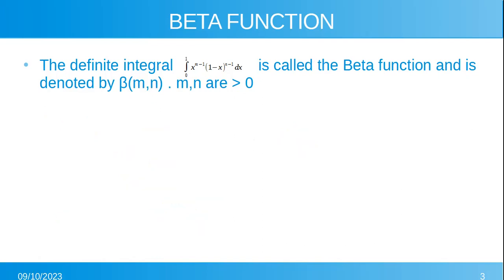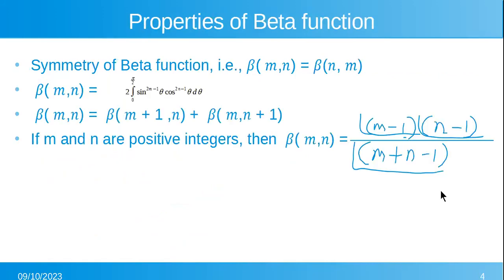So, see what is the next topic. Next topic is properties of beta function. What are the properties? There are four main properties. These are main properties, and we will learn some deductive properties that are also important. But right now, just try to learn these four properties. The first property is symmetry of beta function.